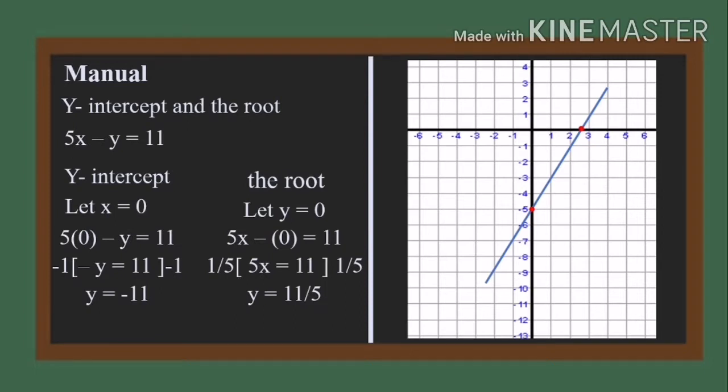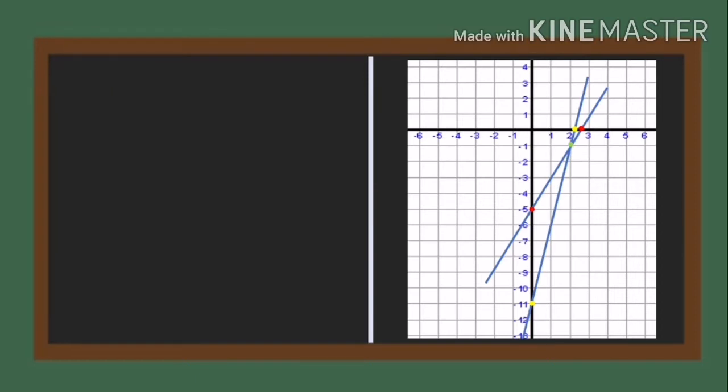So let's graph the next equation. Same process as the first one, we just need the y and x intercepts, then plot the given values. As you can see in the graph, the approximate values of x and y are 2 and negative 1, respectively.